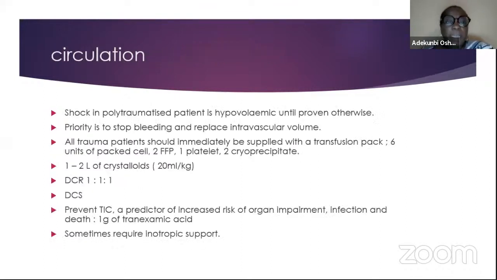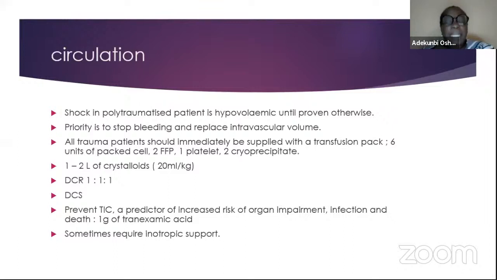Now, shock in polytraumatized patients is usually hypovolemic until proven otherwise. Sometimes they can present with neurogenic shock. Sometimes they can also present with cardiogenic shock. And the priority for these patients is to stop bleeding and replace intravascular volume.